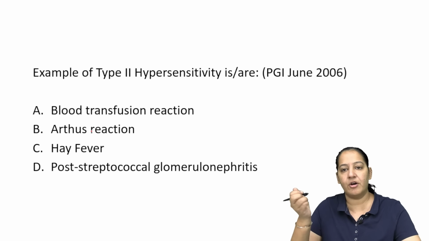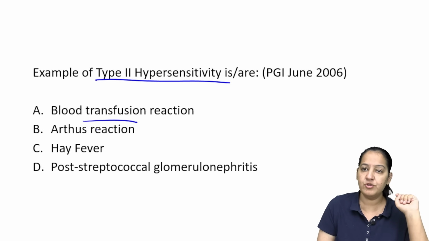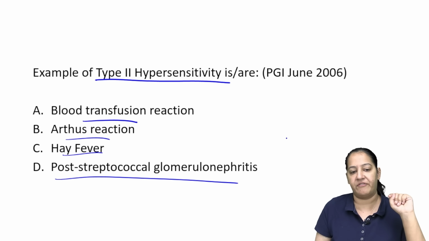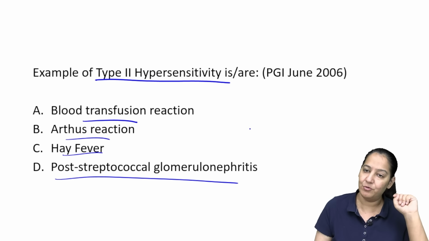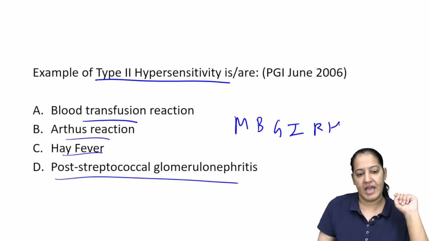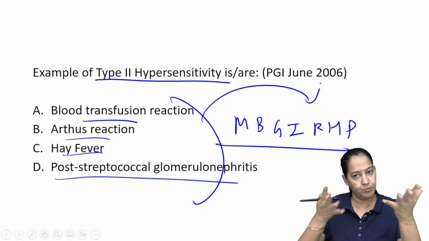The next question is in front of you. Example of type 2 hypersensitivity. Is it blood transfusion, arthritis reaction, hay fever or post-streptococcal glomerulonephritis? So apply the mnemonic of type 2. What is the mnemonic? My blood group is Rh positive. Now say which of the options is coming in this mnemonic. Apply it. Can you please try?